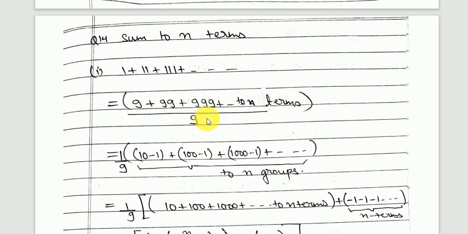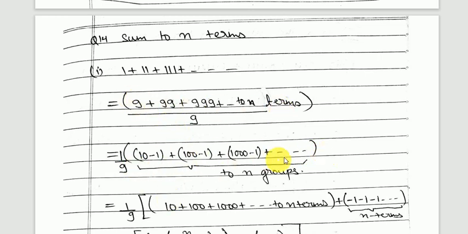Now in the next step, what I can do is this 9 can be written as 10 minus 1. This 99 can be written as 100 minus 1. This 999 can be written as 1000 minus 1, plus so on. So in this bracket altogether we have n terms.